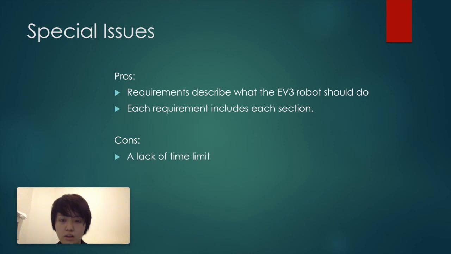The last aspect is the special issues. Requirements describe what the EV3 robot should do rather than how it does it. Each requirement includes an identifier, a name, a description, a rationale, acceptance criteria, a source, and a priority. A shortcoming is the lack of a time limit. The robot should traverse the map in 15 minutes.